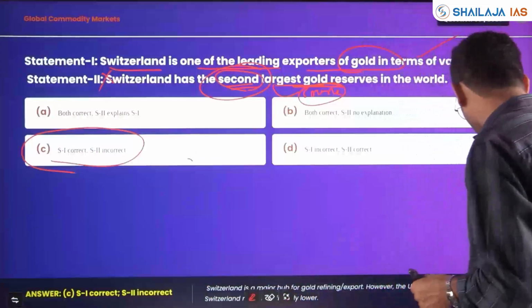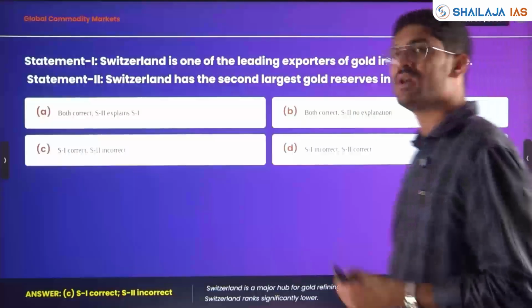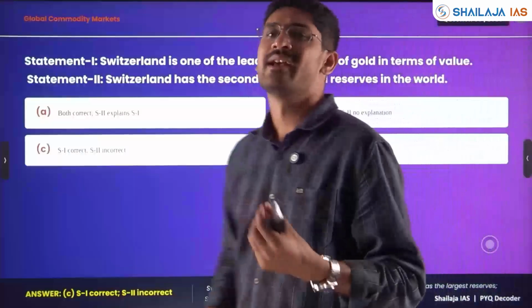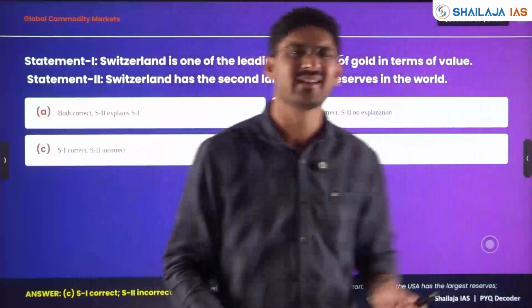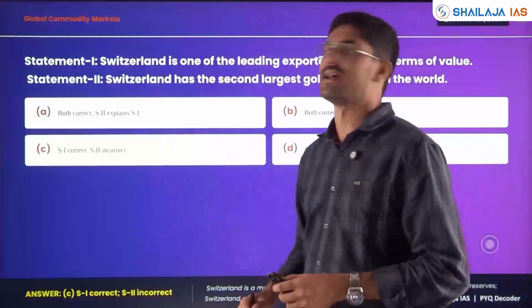Switzerland is a major hub for gold refining and export. However, the US has the largest reserve, followed by France and Germany. I think Switzerland comes down in the top 10 maybe, but not the second largest reserve.